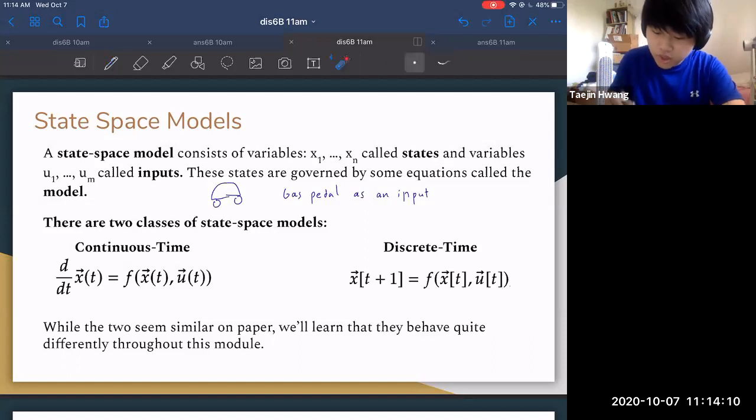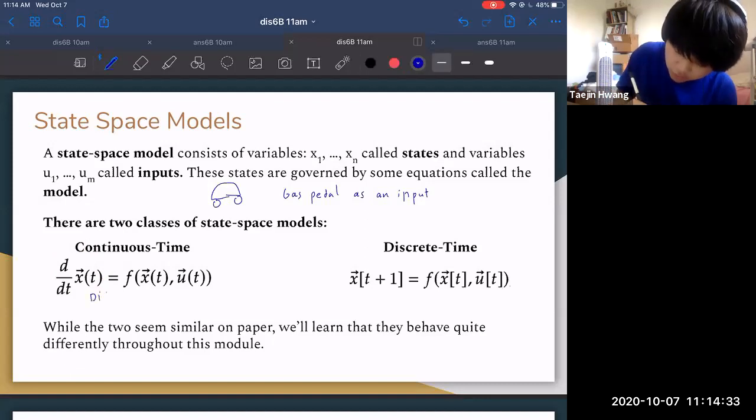With any state space model, the model really refers to the equation. We're going to be thinking about state space models in two forms: either in continuous time or in discrete time. In continuous time, we're going to be using our very familiar differential equations. Our time variable t is going to be a real number.